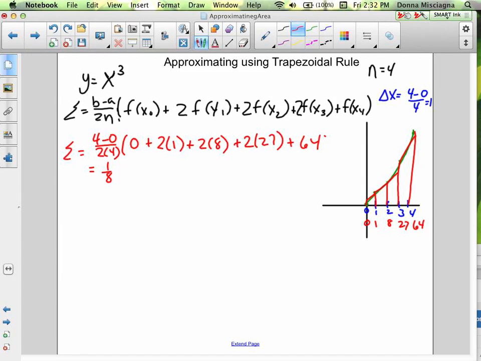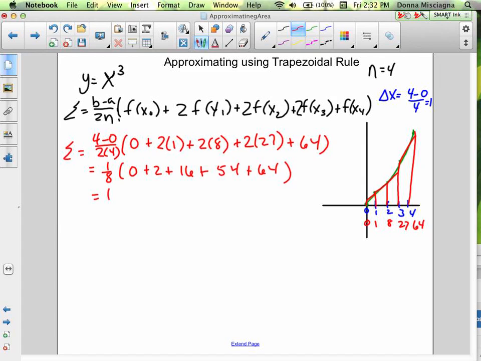So notice we have 4 partitions, n is 4, and we have 5 values. You're always going to have one more value than the number of partitions. So that's a little hint there to make sure that it's correct. And everybody but the first and last is multiplied by 2, because it would be used for the left and the right. All right, so that would be 1/8 times 0 plus 2 plus 16 plus 54 plus 64.